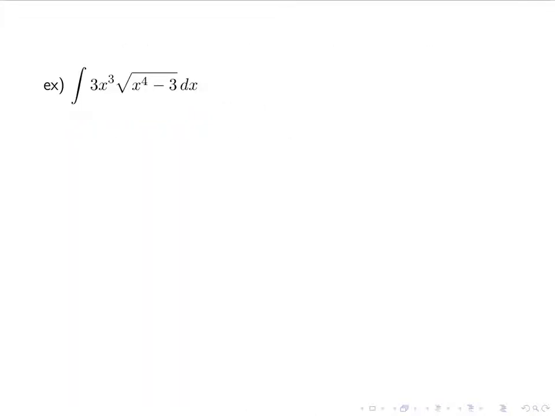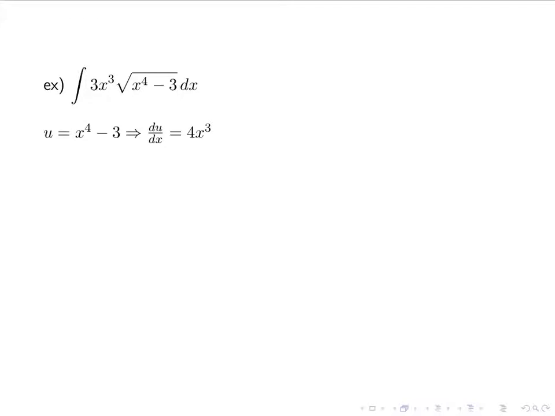So let's try some more. The integral of 3x cubed times the square root of x to the 4th minus 3 dx. I noticed that I have the square root of a function, so u is going to be that function. So u equals x to the 4th minus 3. du dx is 4x cubed.